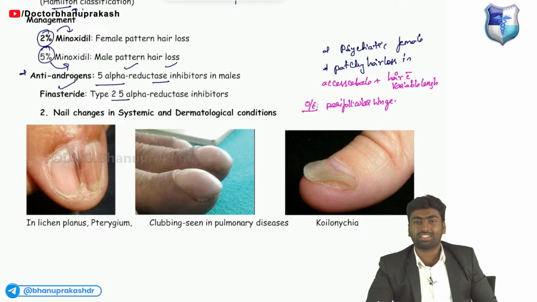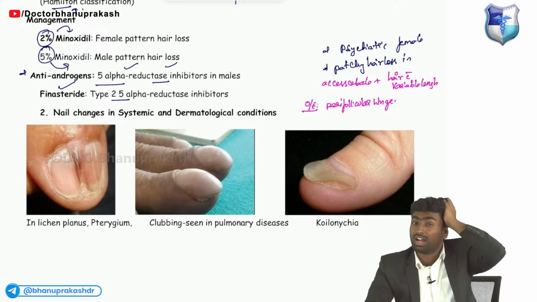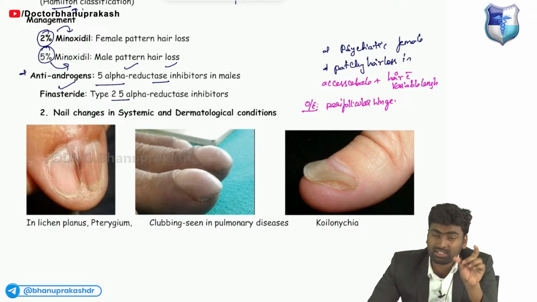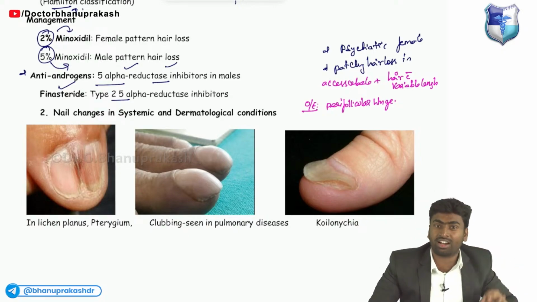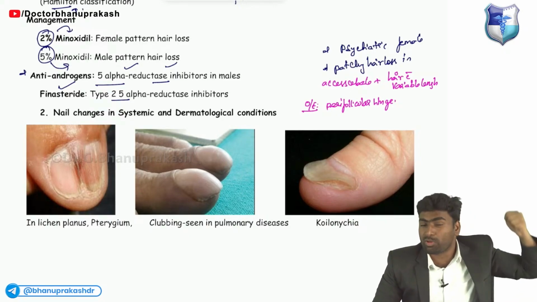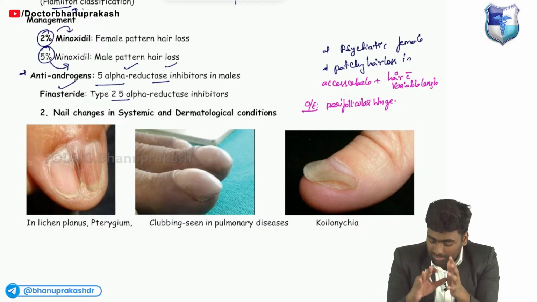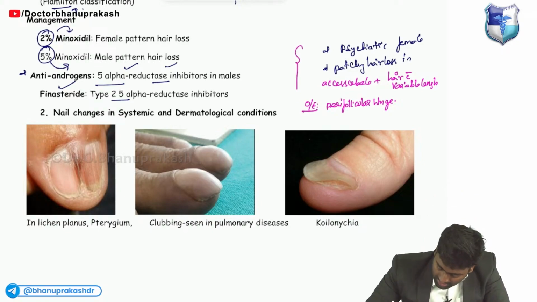So in accessible areas you will get patchy hair loss, and hair of different lengths, like one is this length, the next one is this length. Along with this, because of pulling, there will be bleeding there. So this leads to perifollicular hemorrhage. All of them will be classically seen in a case of trichotillomania.